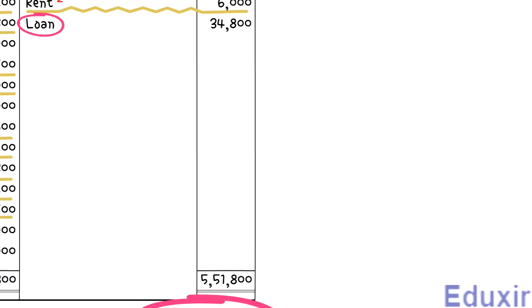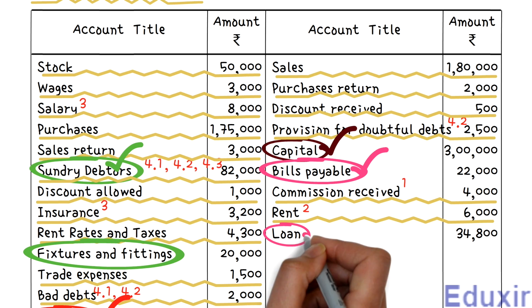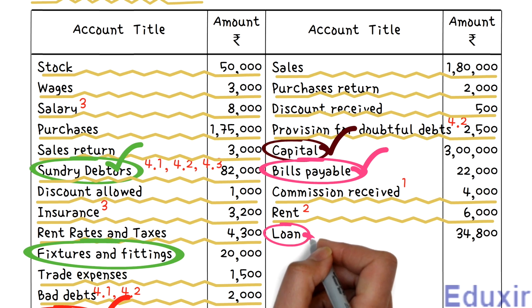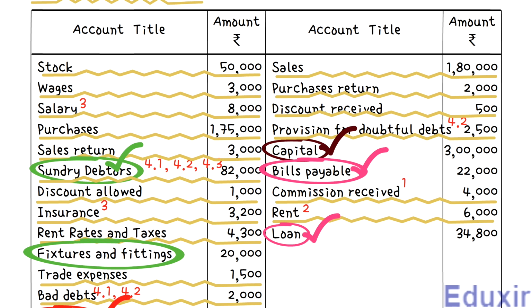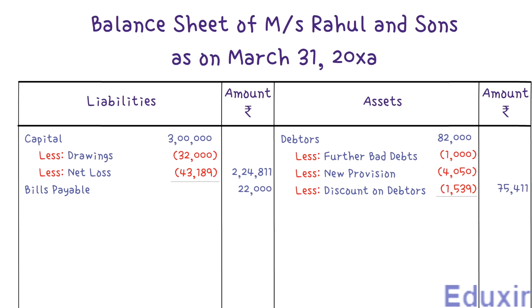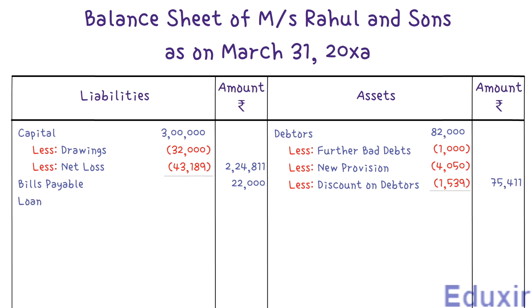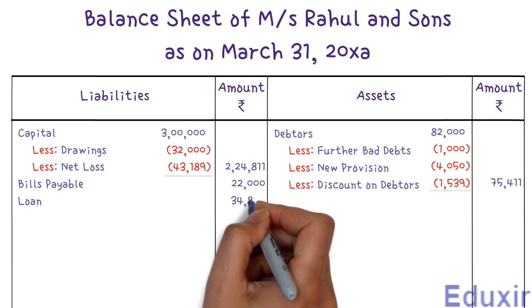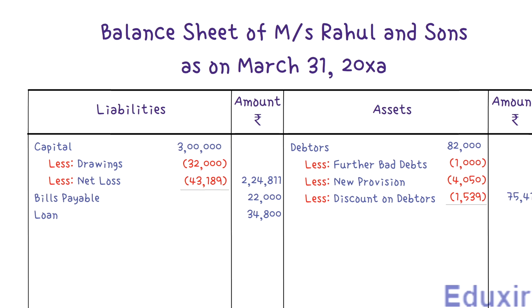Let us now consider the next balance in the trial balance. As you can see, the next balance that we should consider is that of loan, which has a balance amount of 34,800 rupees. Also note that as this loan is a liability for the business, it should be posted on the liabilities side of the balance sheet. So let's first write loan in the liabilities column of the balance sheet. Let's then write the loan amount of 34,800 rupees in the amount column. With that, we have completed the posting of the loan related entry in the balance sheet.